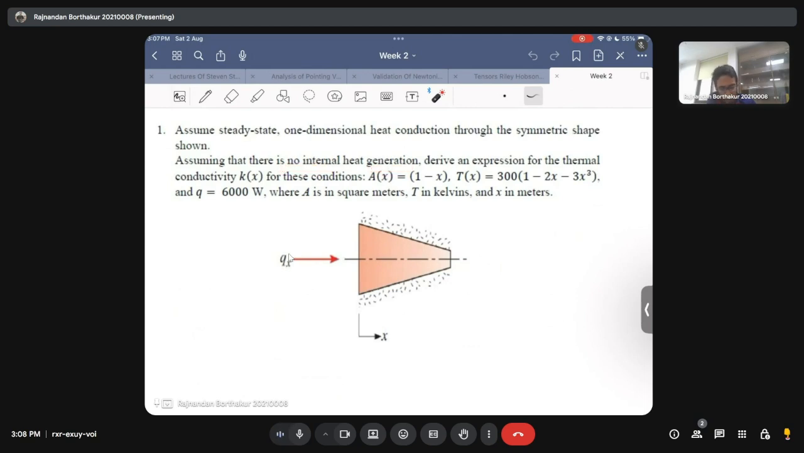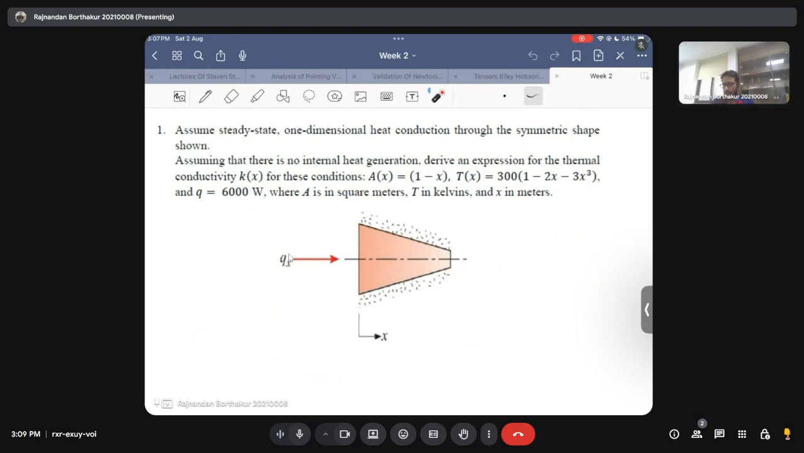And to this end, what you need to do is derive an expression for the thermal conductivity K. Although this is a symmetric shape, the cross-sectional area is varying along x. More precisely, when you move along the plus x direction, our area is decreasing, and it tends to 0 when x tends to 1. You can see that the area is changing linearly, and this is the temperature profile they have given us, with the rate of heat transfer being 6000 watt. All those things are given to us.